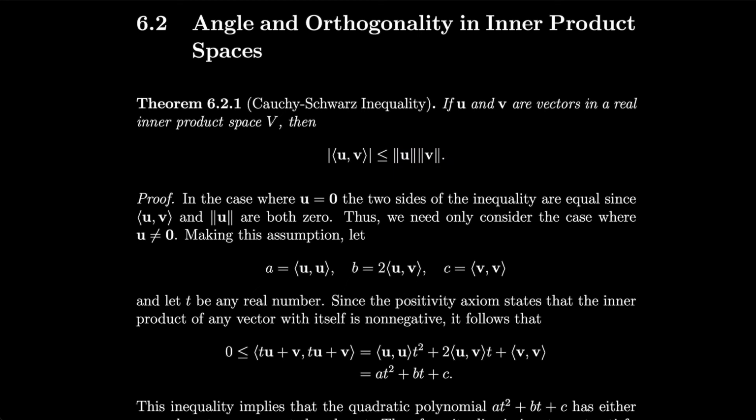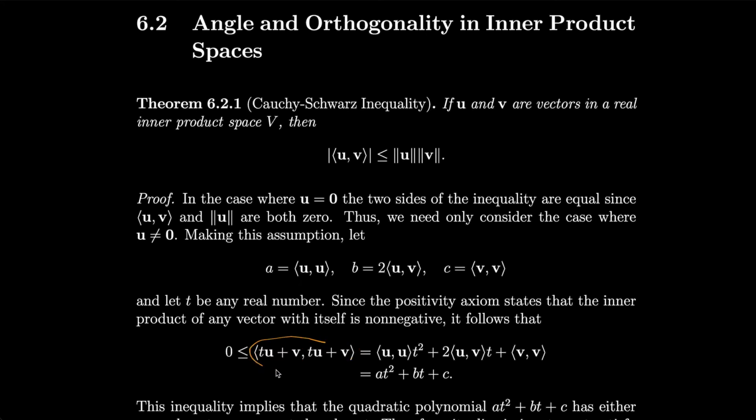In the case where u equals the zero vector, the two sides of the inequality are equal since the inner product and the length of u will both be zero. So we only need to consider the case where u is not equal to zero. So how about we let a equal the inner product between u and u, b equal 2 times the inner product between u and v, and c equal the inner product between v and v, and we'll let t be any real number. Since the positivity axiom states the inner product of any vector with itself has to be non-negative, it follows that the inner product between tu plus v and tu plus v must be non-negative. It has to be greater than or equal to 0.